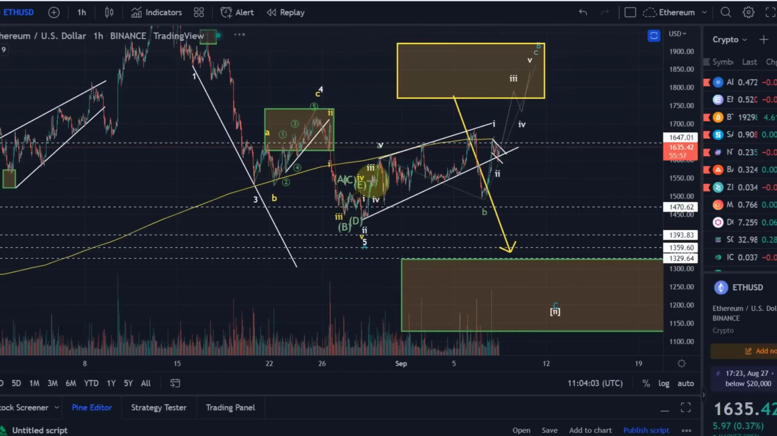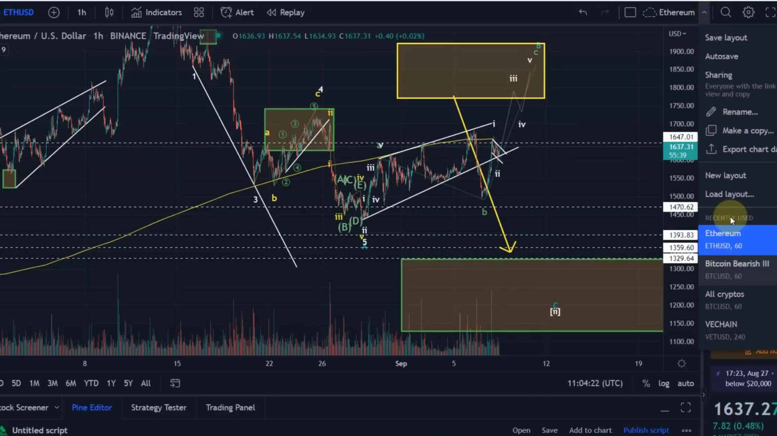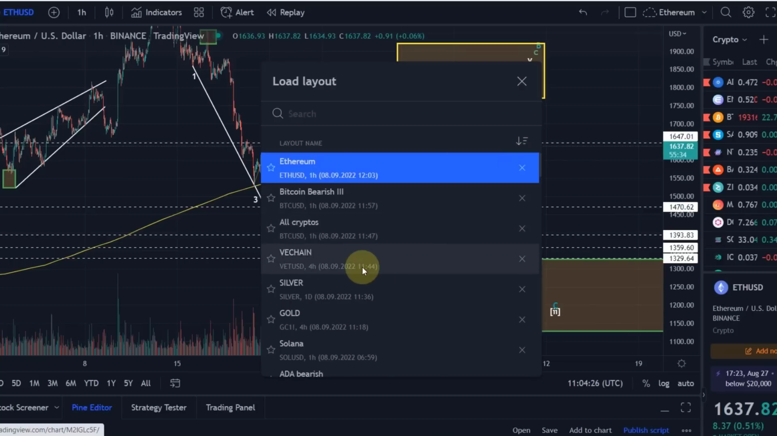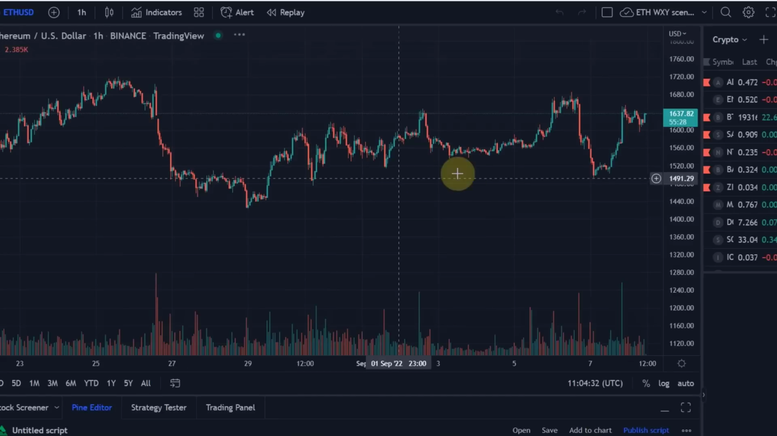Now, I had a few comments about there isn't a lot of certainty around this, and that's exactly what I said. I can't tell you for sure in which scenario we currently are. It could be this one, the ABC, and I just showed you the key areas to watch out for. It could also be this other count that I showed you in the previous video, the WXY. So let me just open that. The Ethereum WXY pattern, which is absolutely possible as well.